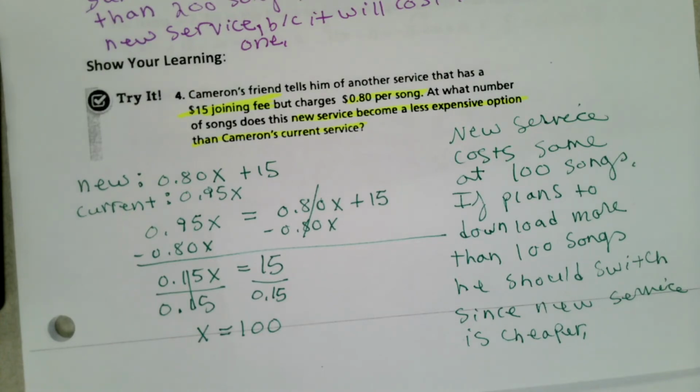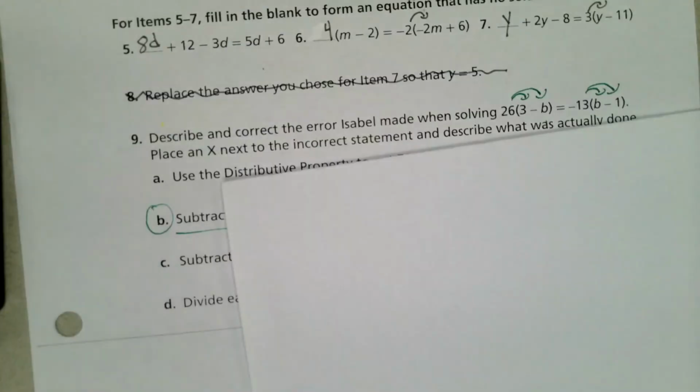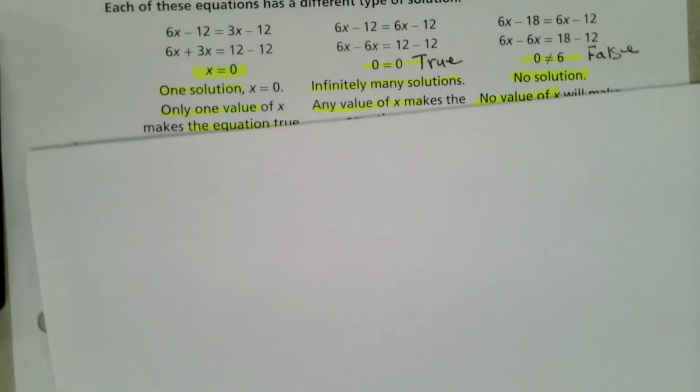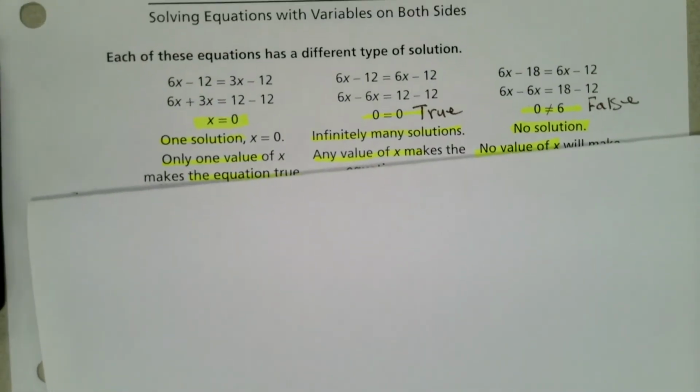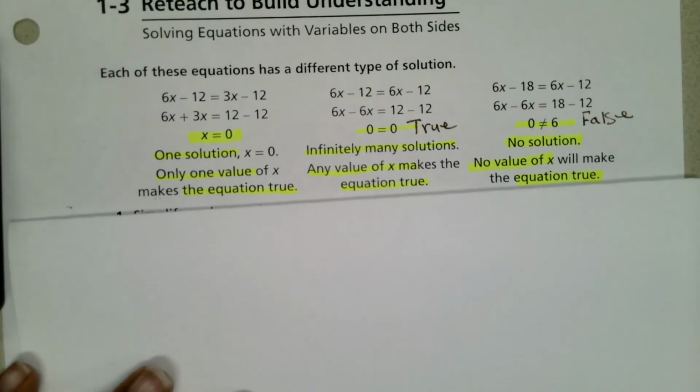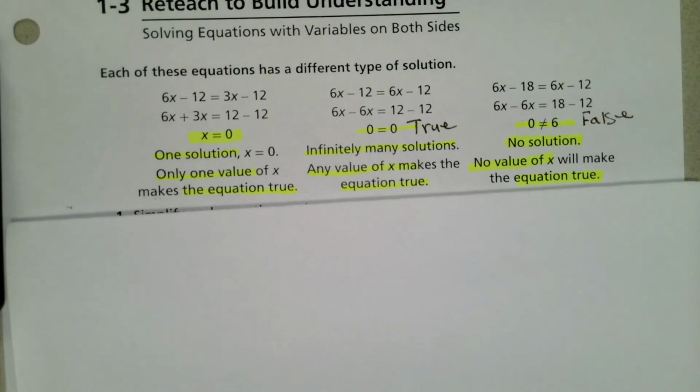Now, the last thing we did in class was a quick review of all things equations. So notice, if you get x is equal to some number, like x equals 0, then you only have one solution, one value that makes it true. If you get 0 equals 0, you have a true statement. A true statement tells you infinitely many solutions. And if you get 0 is not equal to 6, it's a false statement, you have no solution.